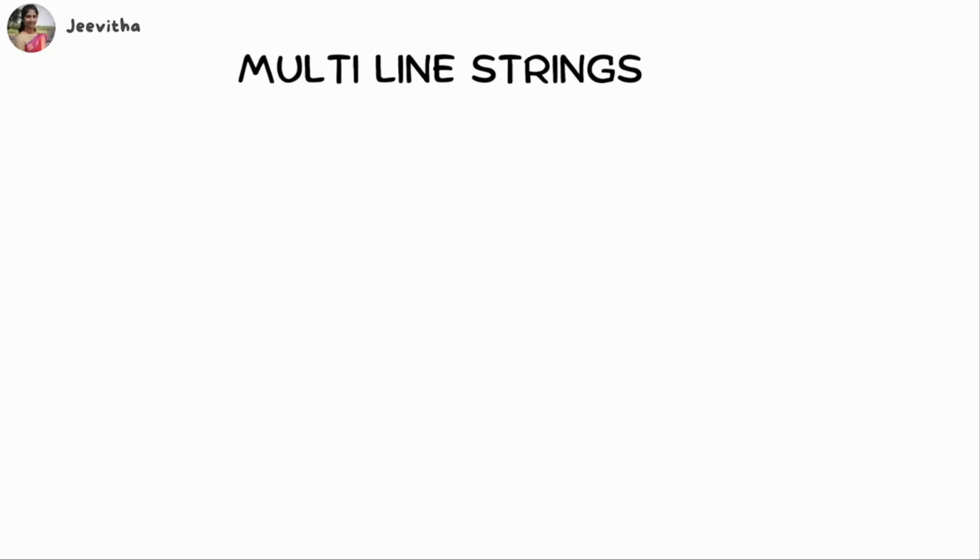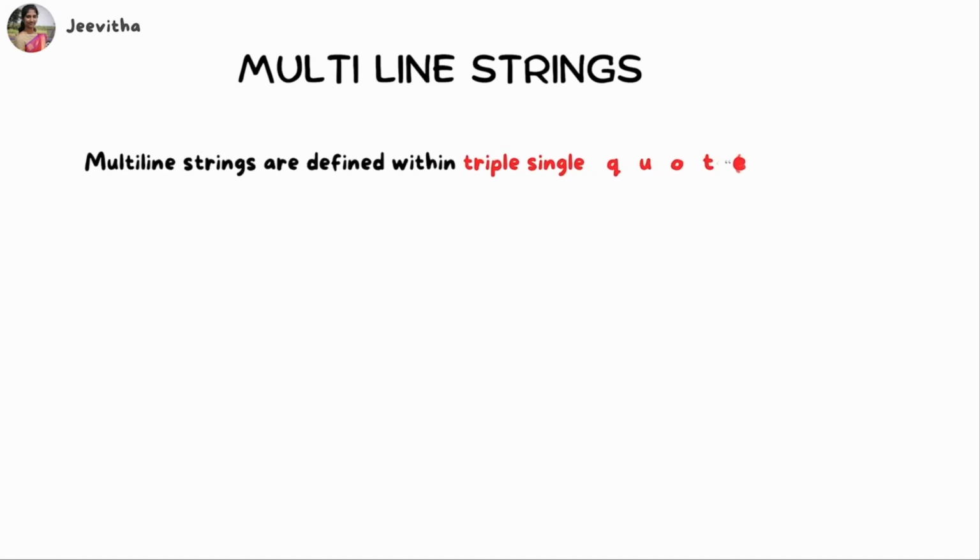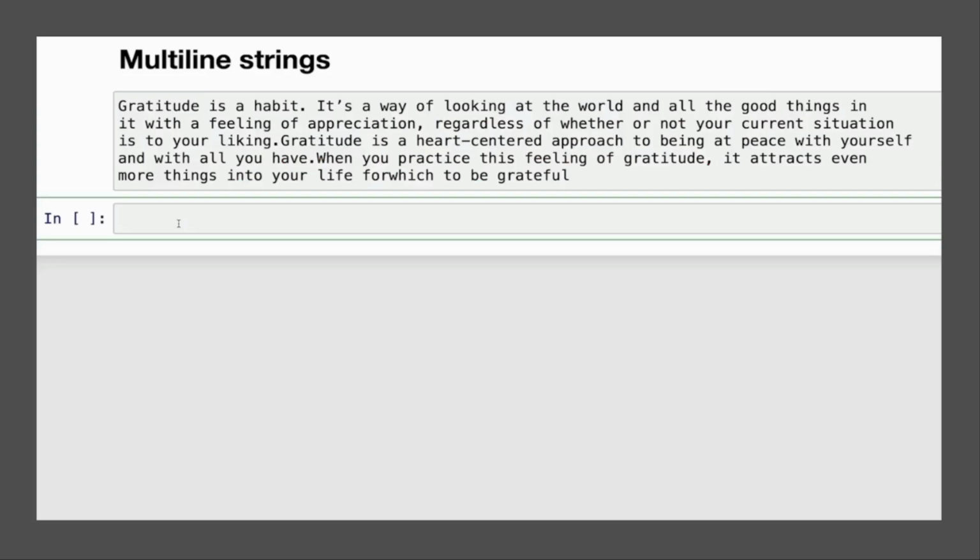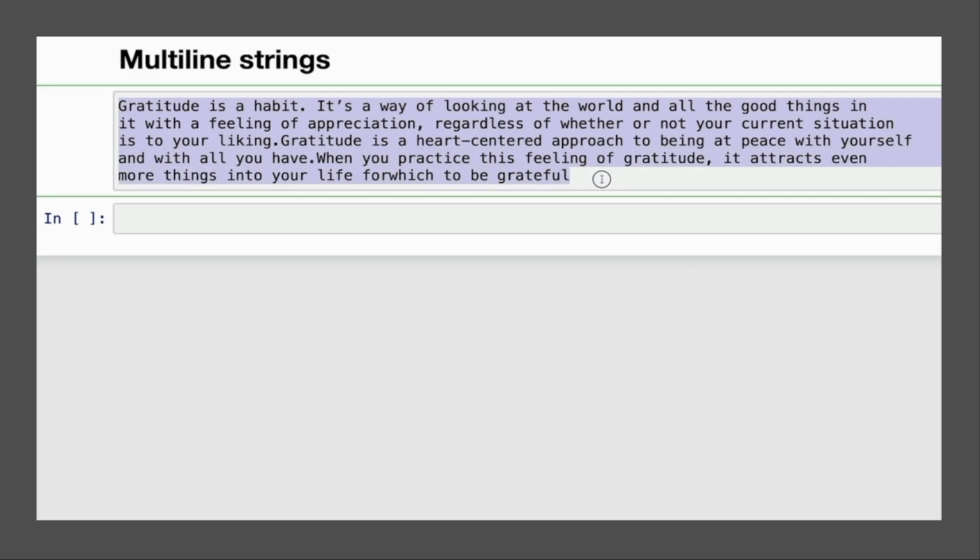So what if you have multi-line strings? What if you have your string in multiple lines? In that case, you have to define them within triple single quotes or triple double quotes. This is very important. Now let's see the practical implementation of how to define multi-line strings. I have a paragraph: gratitude is a habit. It's a way of looking at the world and all the good things with a feeling of appreciation regardless of whether or not your current situation and so on. So we have a paragraph here.